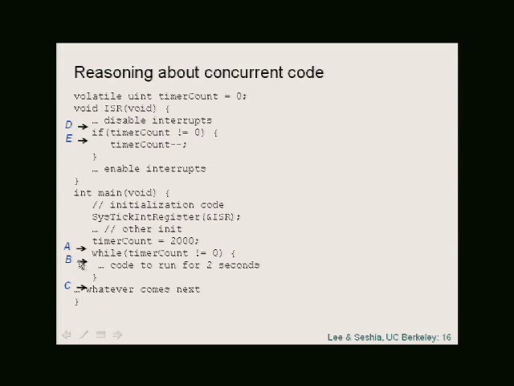Think about this. Assuming that you can get interrupts, and interrupts are enabled infinitely often, meaning it's possible to get an infinite sequence of interrupts, is it guaranteed that the program location C is always reached, meaning that the while loop finishes? Did I see a hand up here? Yes, Ted.